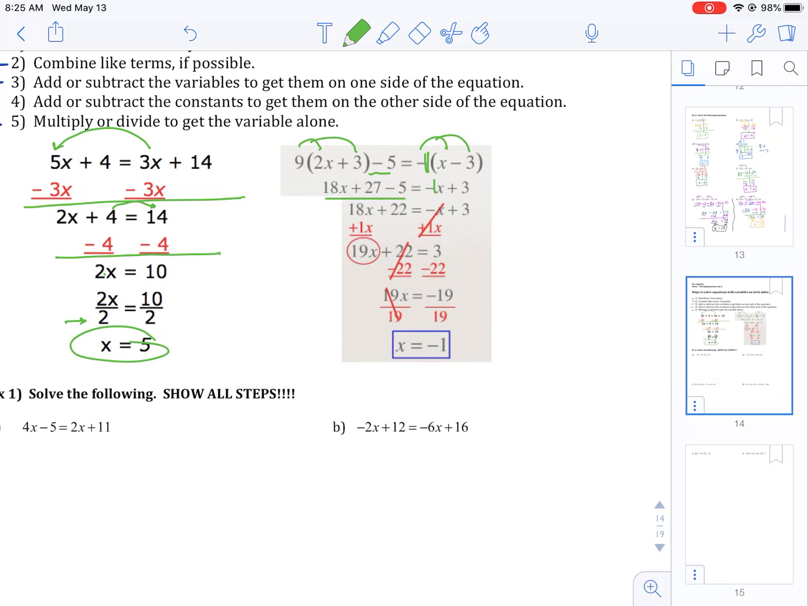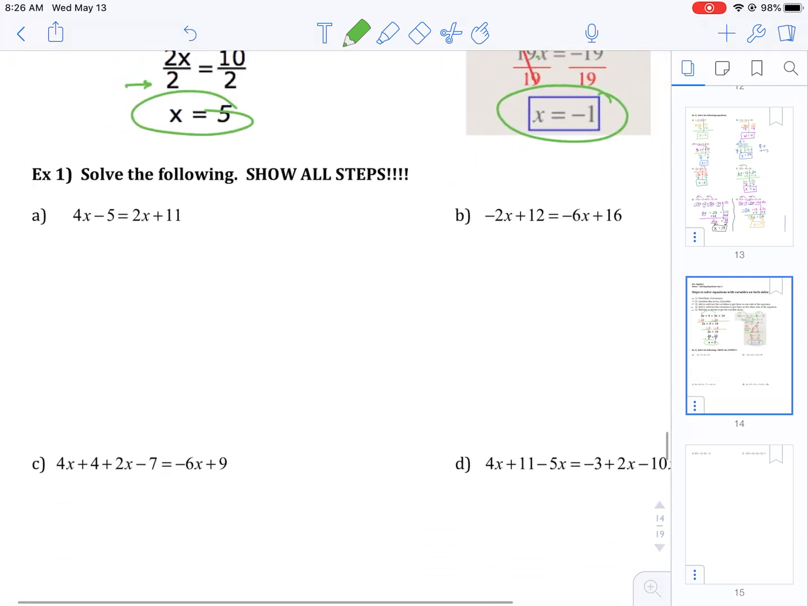So now when we look at the left side, notice we've got some like terms right here. We've got a 27 minus 5, which gives us 22, and that's where that 22 comes from. But on the other side, we have a negative 1x and a 3, so we don't need to do anything there. All right, so again, third step is to get the variables on one side of the equal sign. Since this is a negative 1x, we're going to do plus 1x to both sides, which gives us 19x plus 22 equals 3. Now we've got to move that 22 to the other side. It's positive 22, so we want to do minus 22. That gives us 19x equals negative 19. And again, to get that variable alone, that's multiplication, so we do the opposite and divide, giving us an answer of x equals negative 1.